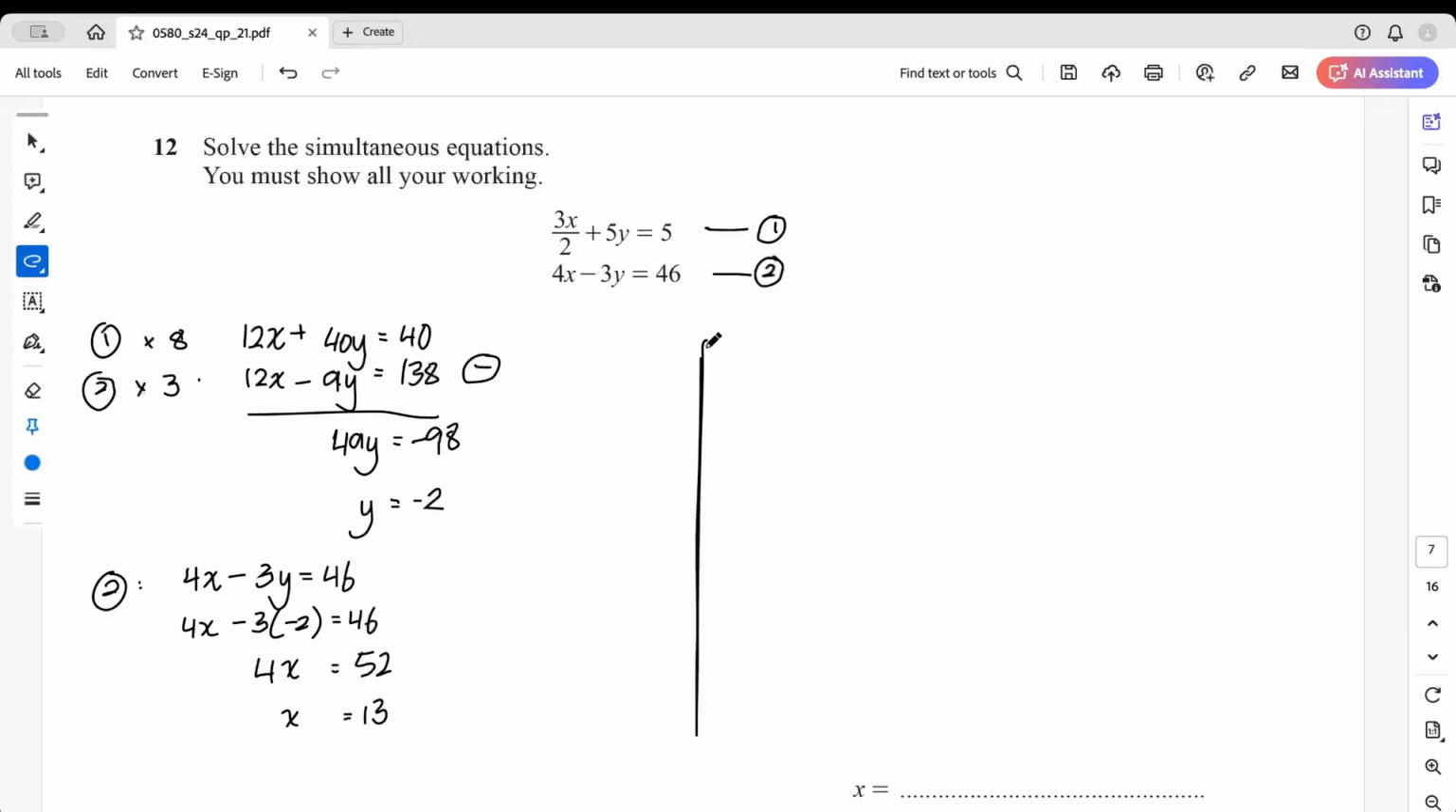Okay, this is method number 2. First of all, manipulate equation 1 or 2. This time just choose one to make x or y the subject of it. So equation 1 starts off with 3x over 2. I'm going to move the 5y to the other side to make x the subject. So 3x is equal to 10 minus 10y. Multiplying this 2 to both sides or both terms, and x equals 10 minus 10y over 3.